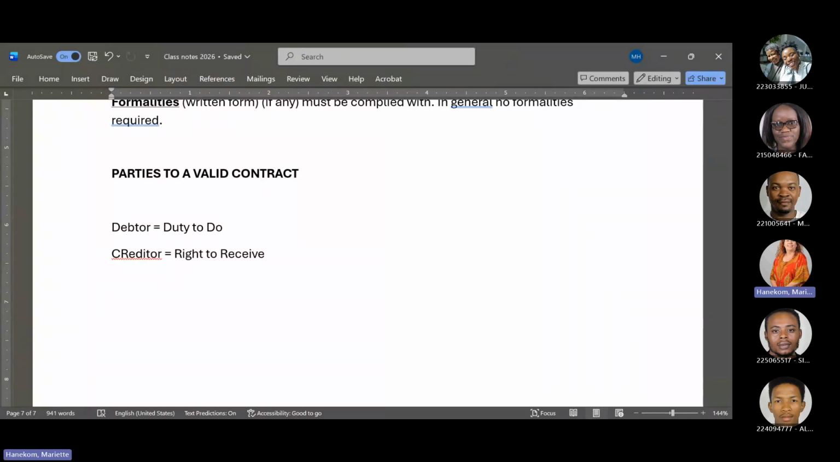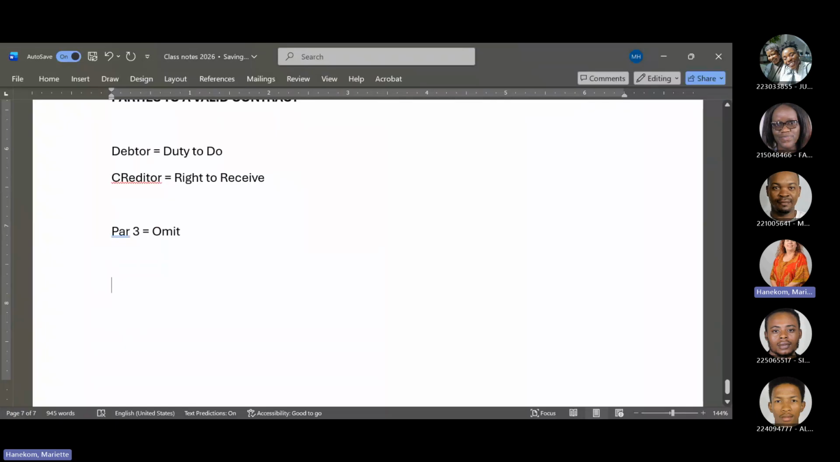Okay, and then paragraph 2 of Unit 5 is about agency or representation. There's a whole separate unit on agency that I do in detail. Paragraph 3, contracts on behalf of, for the benefit of third parties. You can omit that, you can leave that out. I will not assess you on that.